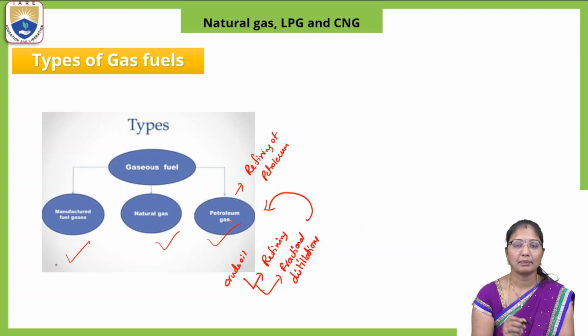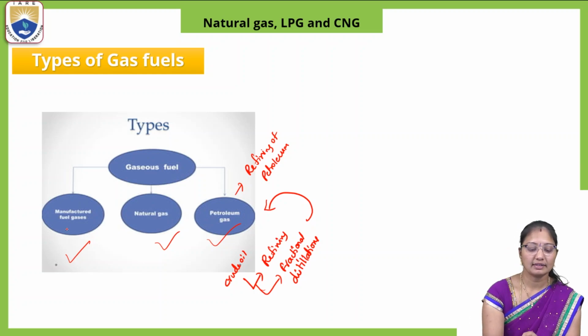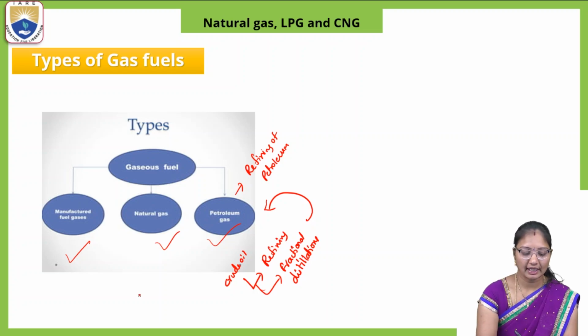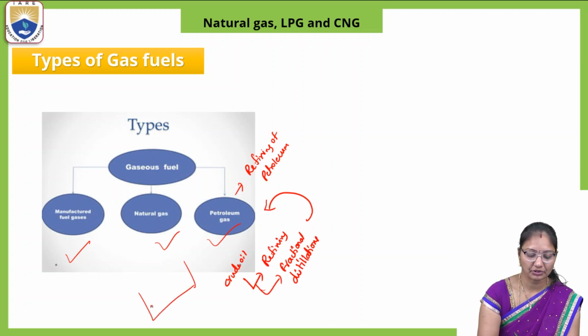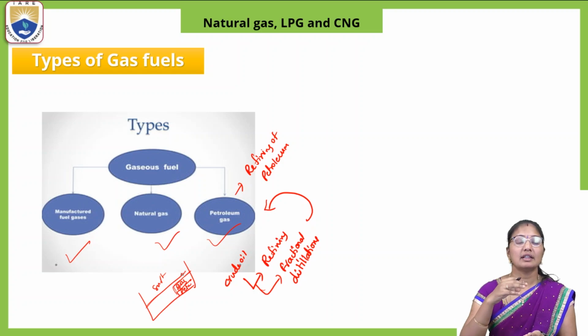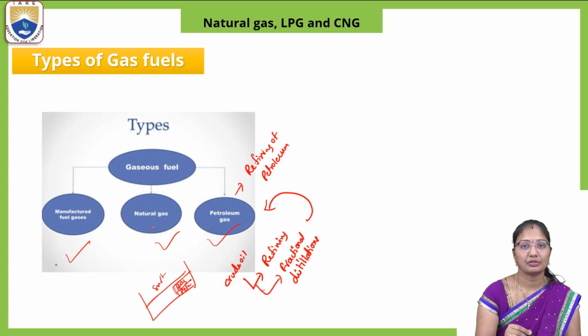So this is petroleum gas, and the manufactured fuel gases are man-made. The second type is natural gas. In the earth's crust, underground, below the surface of the earth, there will be some petroleum or crude oil, and above the crude oil, in the upper layers, there will be gas. That gas is called natural gas.